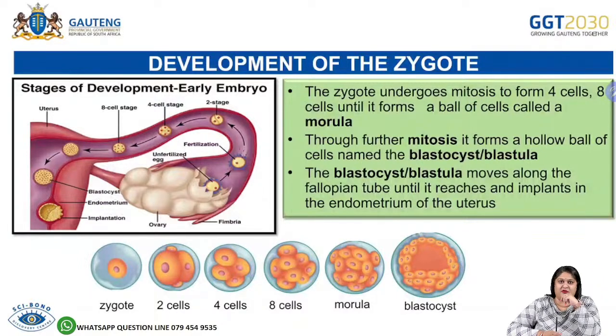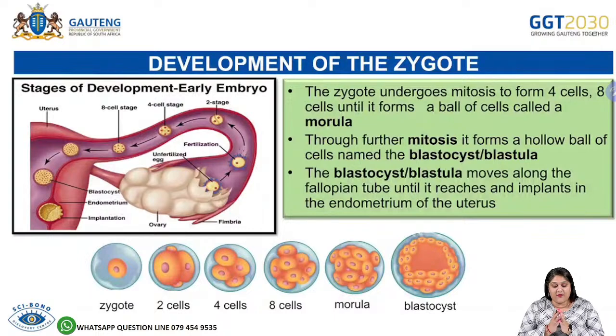So now we've got the zygote, and this zygote is going to develop further by a process called mitosis. It's going to then form 4 cells. So first it's a zygote. You can look at the bottom over here. We have a zygote. Then it's going to develop by mitosis into a 2-cell stage, a 4-cell stage, an 8-cell stage, and it's going to carry on dividing like that by mitosis until we have a solid ball of cells, which is called the morula. And then it's going to further develop into a blastocyst, which is a hollow ball of cells. It's also known as a blastula.